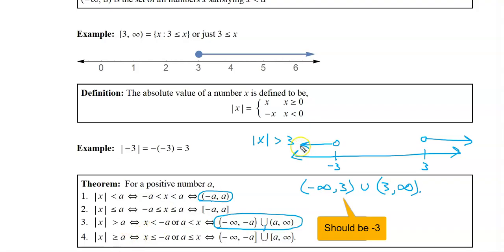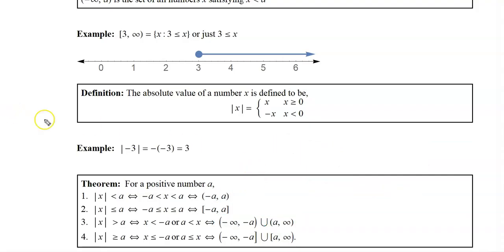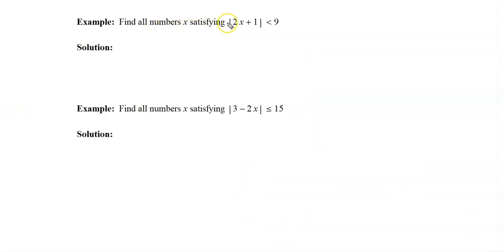And the same thing, if we put a greater than or equal to symbol here, then we would just fill in these little circles, and we would have closed brackets down here. Let's take a look at a few more examples working with these absolute values. So let's find all the numbers x that satisfy this inequality.